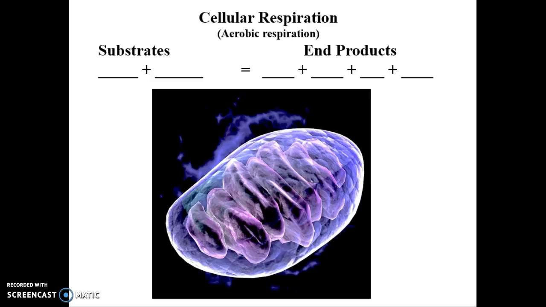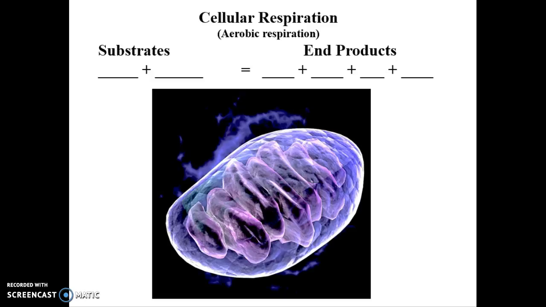So again, two things going in for aerobic: oxygen, glucose. We can use other foods and other sources, which we'll get to later, but focus right now on oxygen and glucose as your substrates, and then carbon dioxide, water, ATP, and heat as your end products. It doesn't matter which order you place them in, as long as you know what goes in and what comes out, you're going to be fine for that particular information.